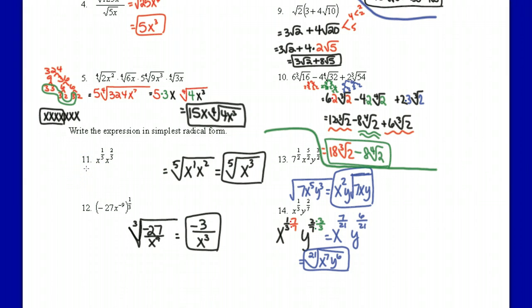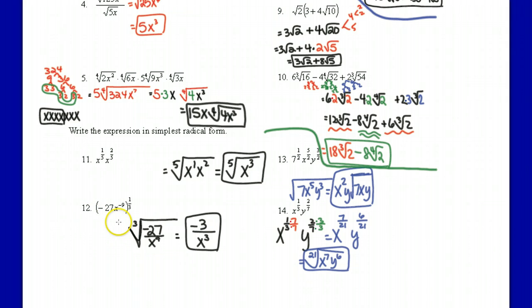11, 12, 13, 14 is you just rewriting stuff. Remember that it's power over root. In this case, they have the same root. That's why it's a 5. And then we have x to the first and x squared. Put them together, and remember, when you multiply, you add your exponents. So your answer is the 5th root of x cubed.